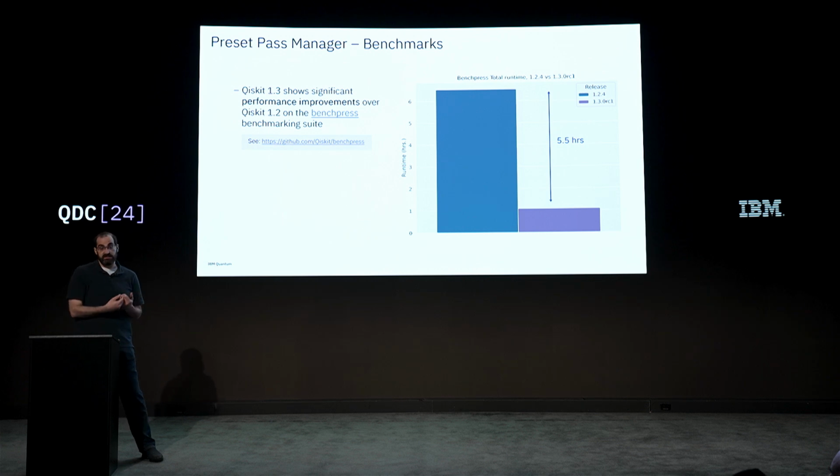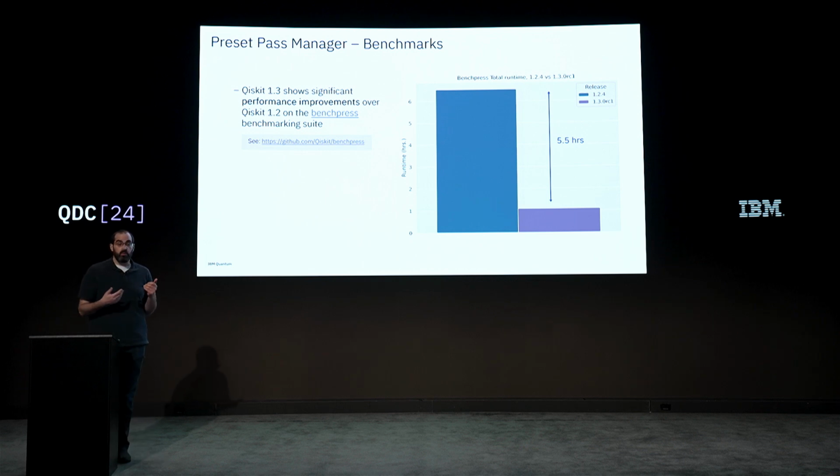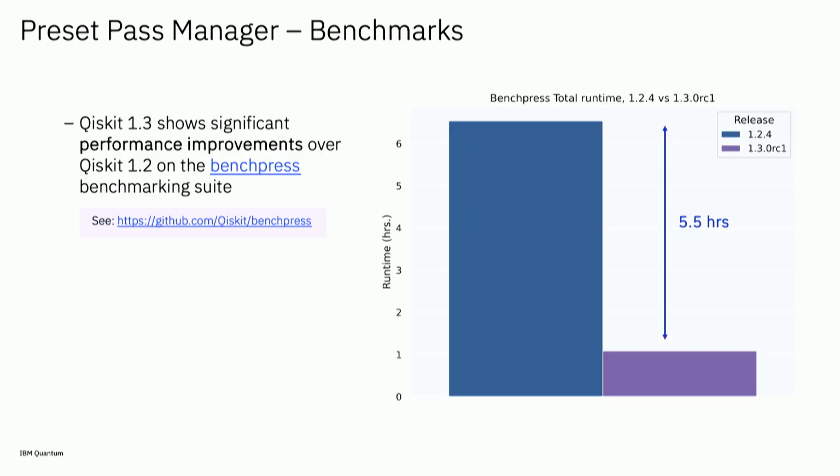So the last thing I wanted to talk about very briefly is we've gone through all of the work that the transpiler is doing, but for the last several months, the Qiskit development focus has been on improving the performance in the transpiler, and specifically in the 1.3 release, which is coming out next week. The performance is significantly improved. So as was talked about yesterday when Heather was talking about Qiskit performance, for the 1.3 release, we ran the Bench Press benchmarking suite that Heather was talking about, and the 1.3 release is way faster, like 5 times faster.